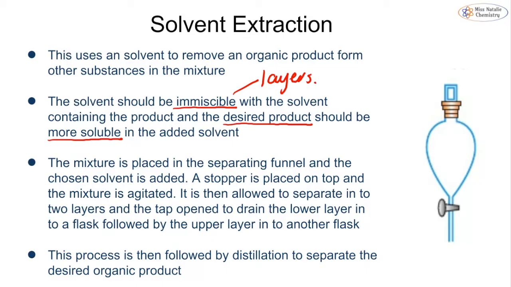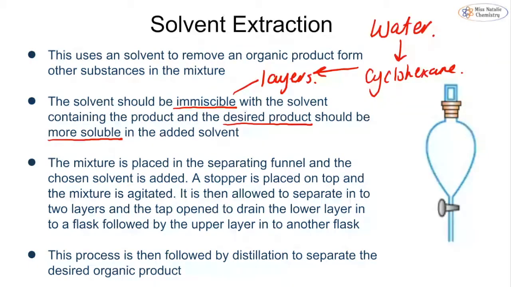So for example, if we have a product in water and we want to add something like cyclohexane, these two things are not miscible, so these are going to form our layers, and we want the product that is in the water to prefer to be dissolved into the cyclohexane instead. And that allows us to put it into the cyclohexane and separate the two things, and then we can undergo distillation for that.